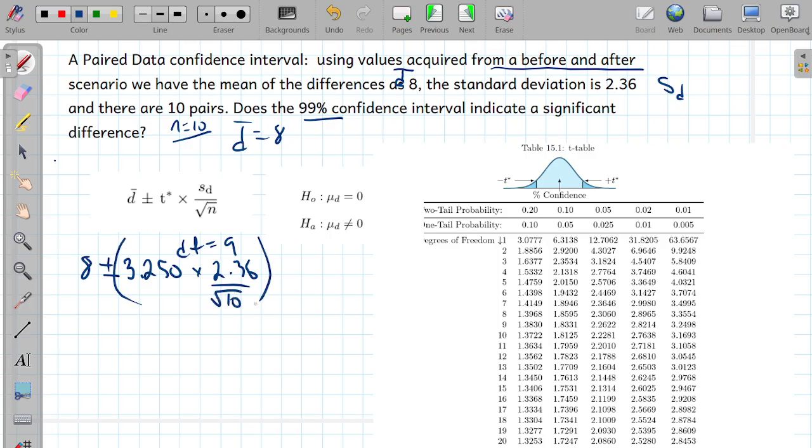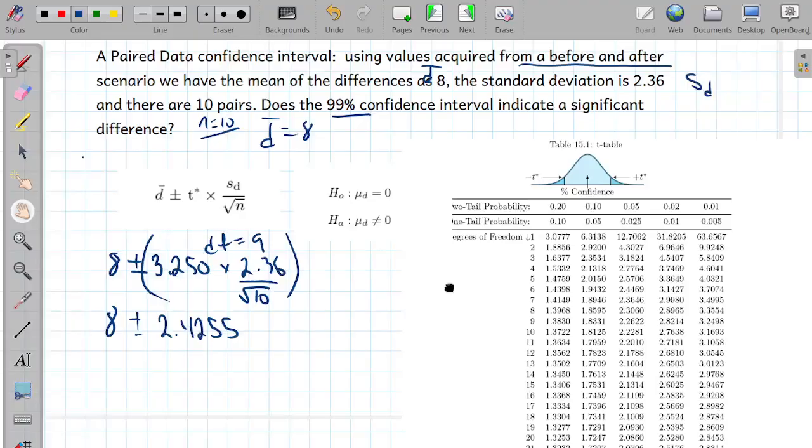Again, there's our margin of error, and I've already done the computation, so I'll keep things moving along today, because I know this is going to be a long lecture, 19 slides. So this works out to 2.4255 as our margin of error. Now I need some room to write, so let's move this table out of the way. We don't need that anymore.